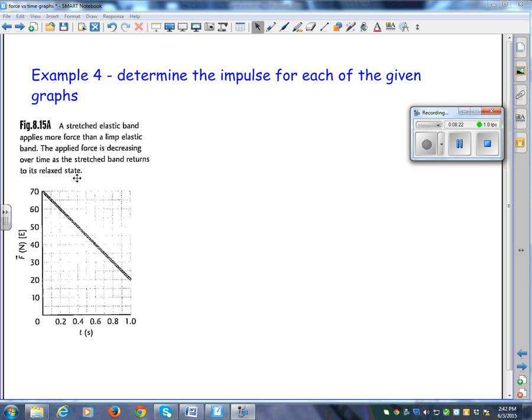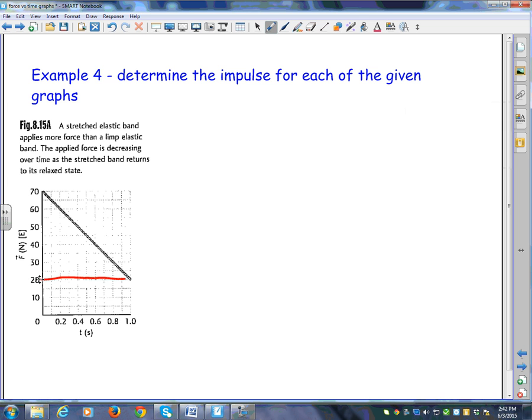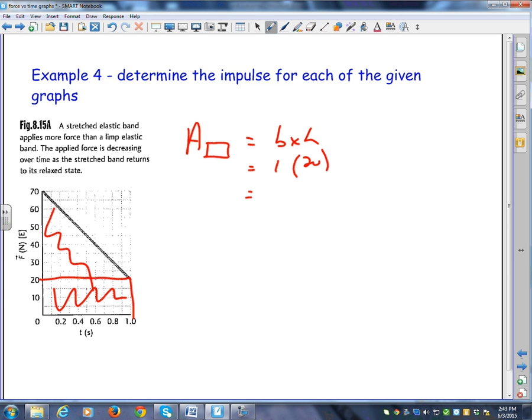How much impulse? How are you going to do this when the graph doesn't go all the way down to the time coordinate? You make a rectangle out of it. Exactly, Steve. Good. Make a rectangle there and a triangle there. What would be the area of the rectangle? It would be base times height, so that would be like 1 times 20. 20 Newton seconds.